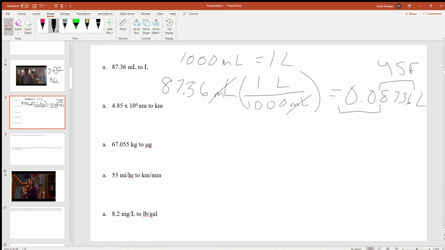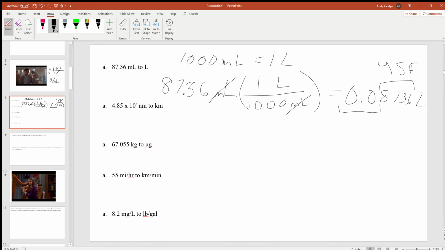The next 2 parts of this question are very, very similar problems because they're both exclusively dealing with metric units, but they require us to do multiple conversions. Because it's fairly straightforward to go from nanometers to meters and meters to kilometers, but it's much less likely that we would know a conversion that would let us go directly from nanometers to kilometers.